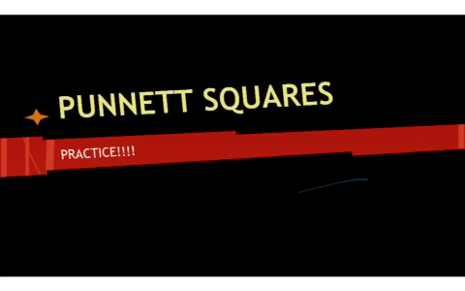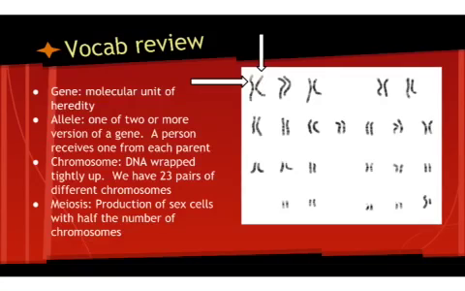This video is going to help you to understand Punnett squares and how to work through them a little bit. Be sure that you go back and review this vocabulary: genes, alleles, chromosomes, meiosis. Understand how they all relate to the genetics unit that we've been addressing.